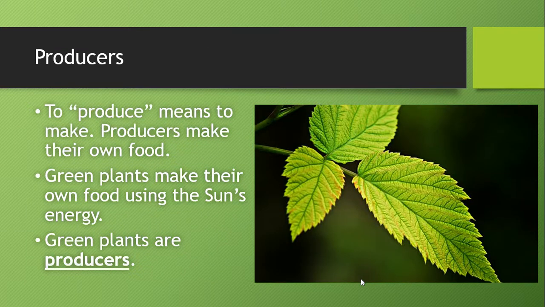Producers. To produce means to make. Producers make their own food. Green plants make their own food using the sun's energy. All green plants are considered producers because they make their own food to grow.